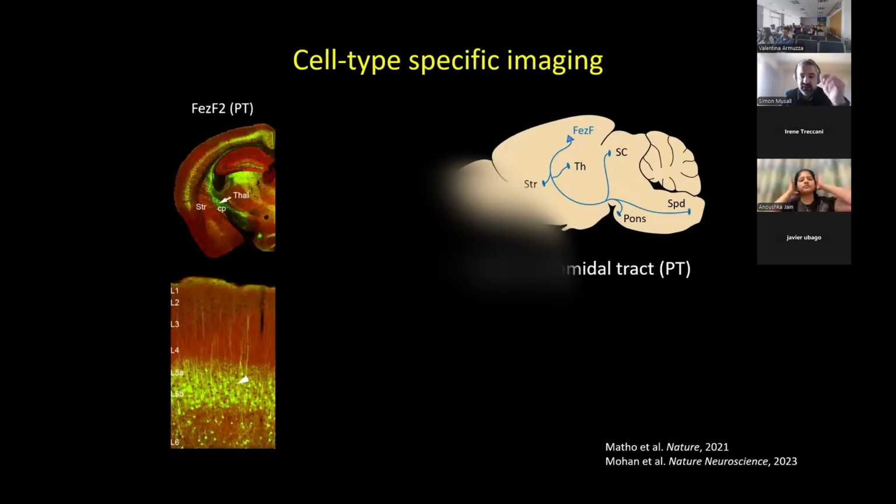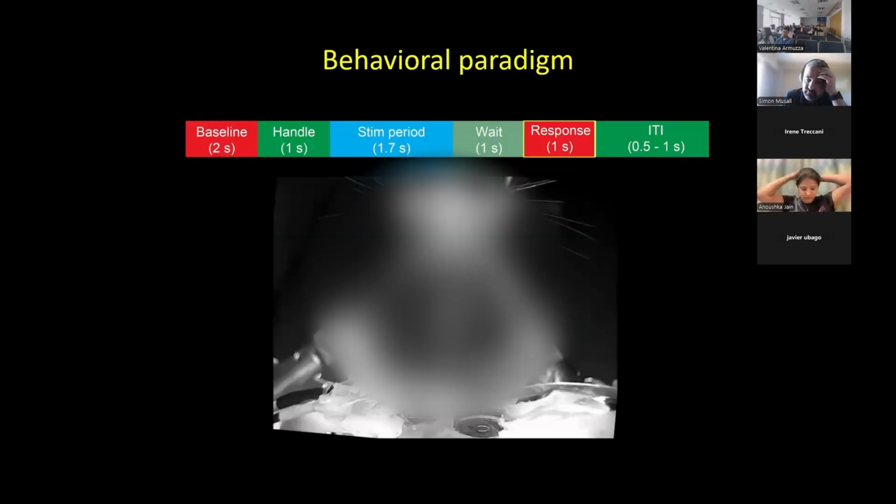So this is just an example of one of these behavioral paradigms that we're using to probe the animal's perception and its ability to make choices based on that input.